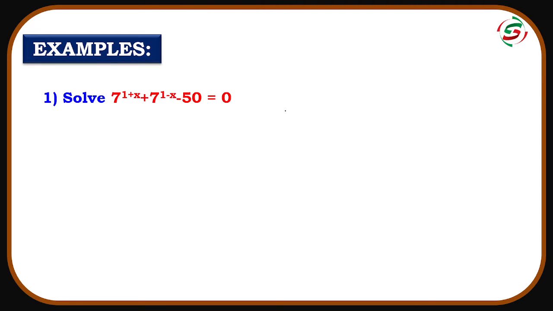So first example, solve 7 to the power of 1 plus x plus 7 to the power of 1 minus x minus 50 equal to 0. Here, 7 to the power of 1 plus x, you must know how to simplify this. That will be 7 into 7 to the power of x.